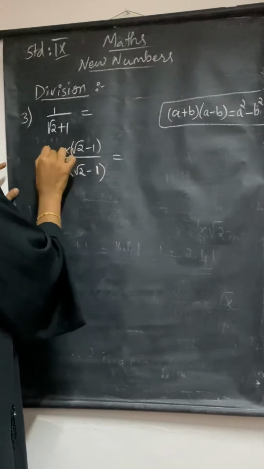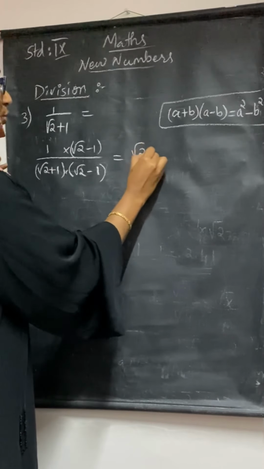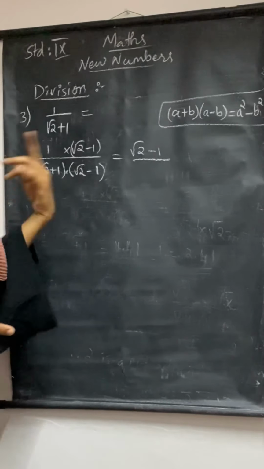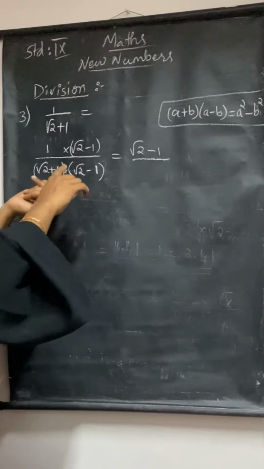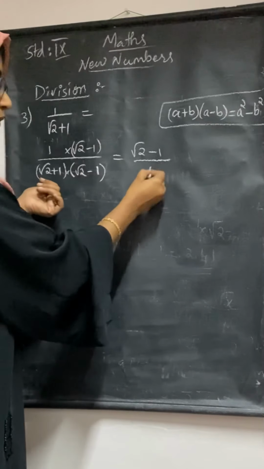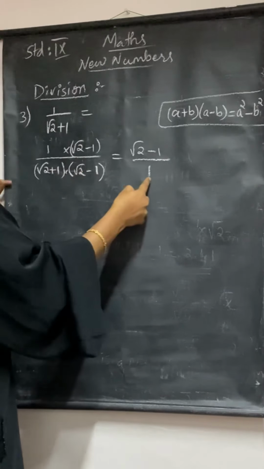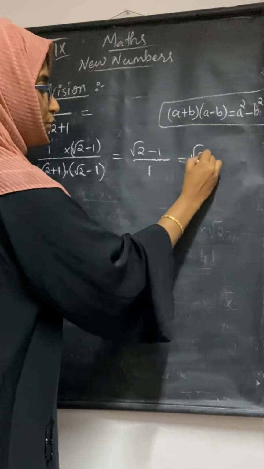Now 1 into square root of 2 minus 1 is square root of 2 minus 1, and in the denominator, square root of 2 plus 1 into square root of 2 minus 1. The previous problem we just did, what was the answer? 1. In the previous problem you have to use that. This thing is equal to 1 you will get. So the answer is square root of 2 minus 1.